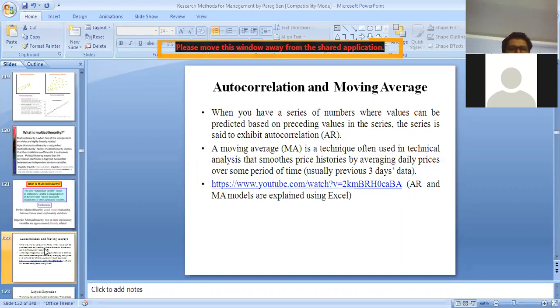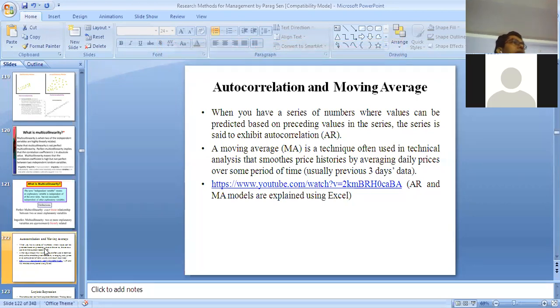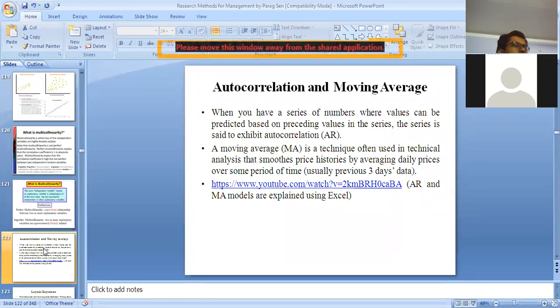Then the autocorrelation and moving average. This is a very important topic, though I am not going into the details of autocorrelation and moving average, because this is the class's research methods. This is not focusing on particular statistics or business statistics or something like that.